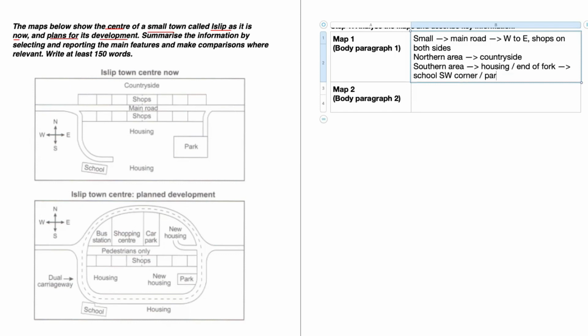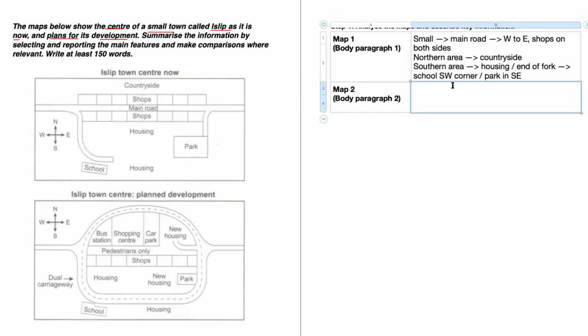And then we see a park in the southeast corner right here. Remember, I'm using southeast and southwest. Now, that is really everything we need to say about the town center. Again, it is small. We've got the housing, the countryside, the school, and the park. And of course, we've got our shops.